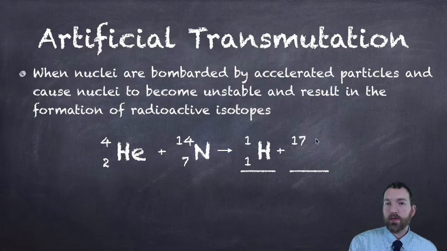Again, that's not specific enough to identify the element. We need to do this from the atomic number. So let's do the atomic numbers. 2 plus 7 is 9. On the product side, we have 1. So my missing atomic number is 8, which means that I am dealing with the only element on the periodic table that has an atomic number of 8, which is oxygen.